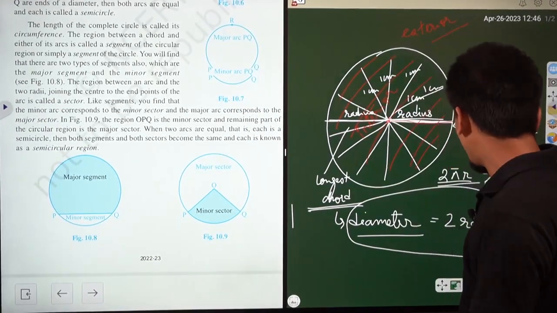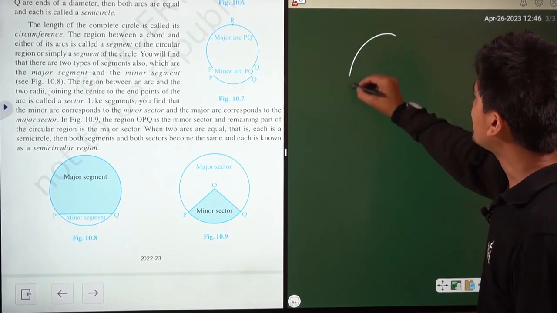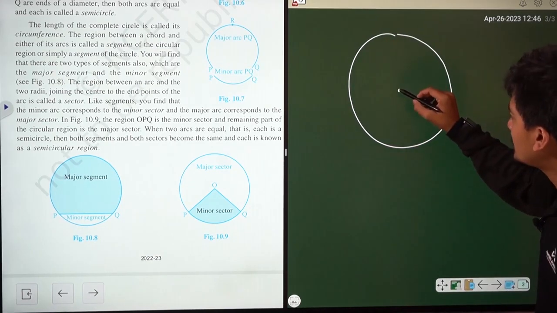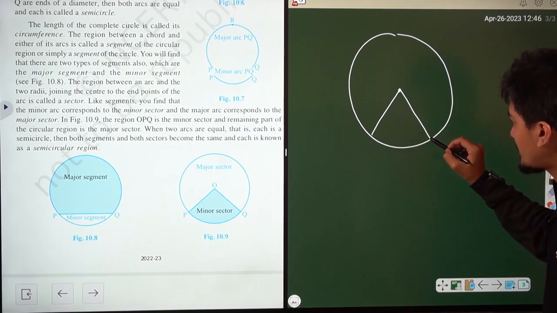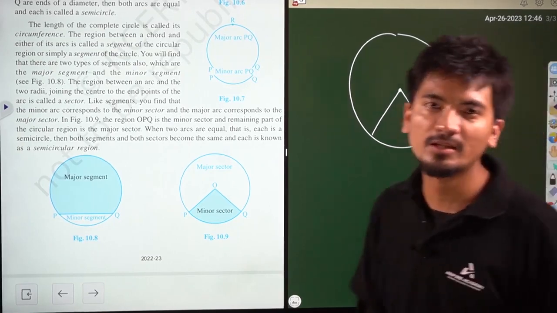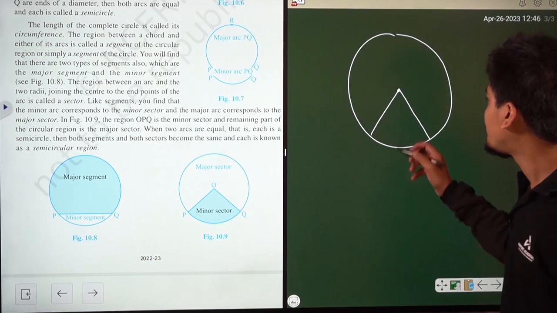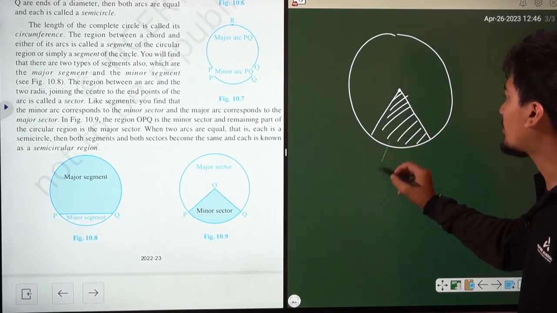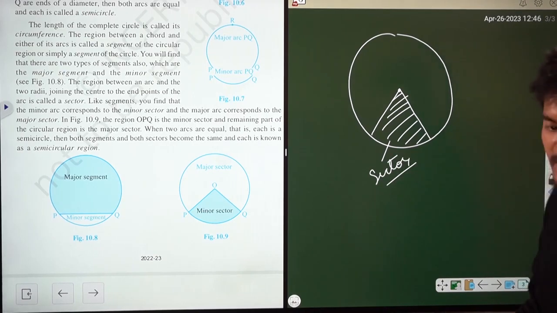Okay. Now see here, some important things you need to know. Say for example, this is a circle. Now, this is the center point, and I have drawn 2 radii, which are of equal lengths. As I have already mentioned, radii within a circle have equal lengths, right? So, now, this part is called a sector. Okay. Now, what is a sector?